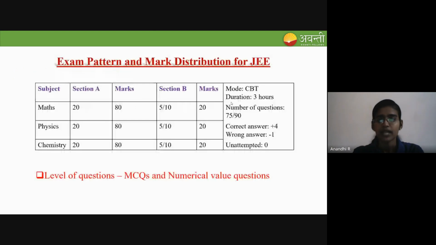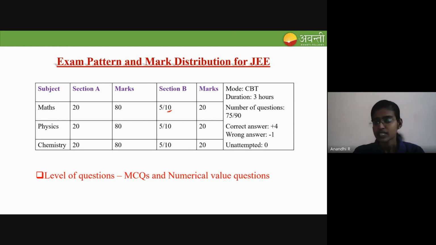Coming to the exam pattern and mark distribution for JEE, the JEE Mains exam consists of maths, physics, and chemistry. These three are the subjects in your JEE exam. The paper consists of two sections for each subject, section A and section B. Section A consists of 20 questions and you can attend all 20. Section B consists of 10 questions, out of which you can attend only 5. So in total you're going to attend 20 plus 5, 25 questions for all the subjects.